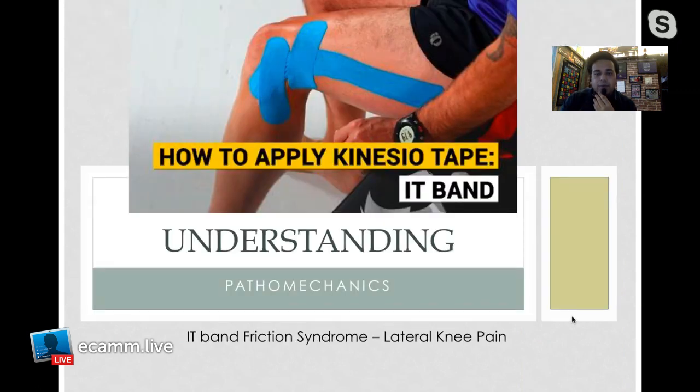Okay. Before applying any kind of kinesiotape, it's very important that you understand the pathomechanics of the sport, and also the pathophysiology of exactly how the condition happens. In this particular presentation, we are going to talk about IT band friction syndrome, which is classified under lateral knee pain.